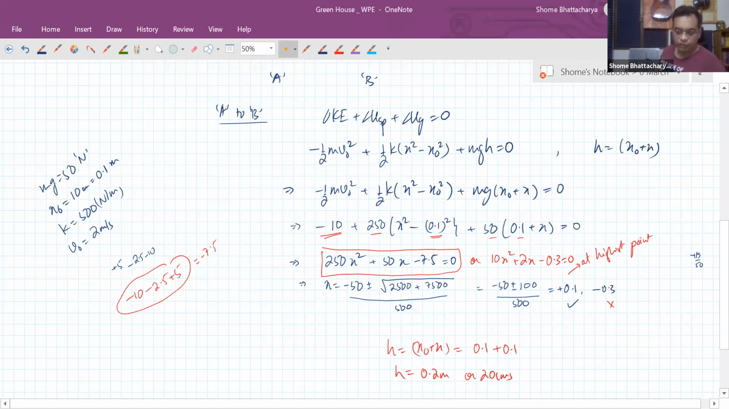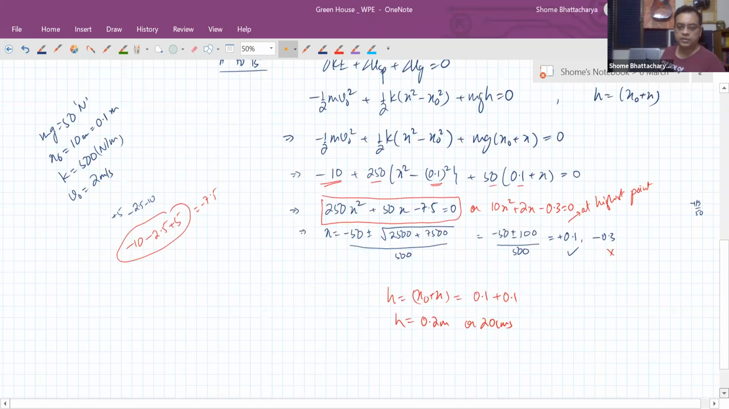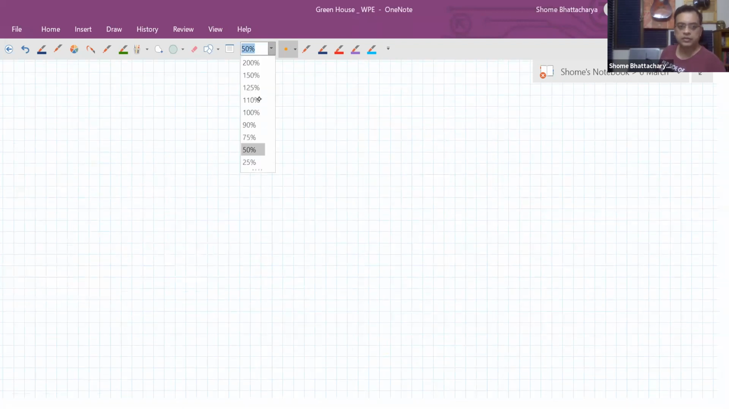Okay, so let's move on to question 43 next. Now 43 is one of the key questions, also a very important question to understand the application of work energy. So let's discuss that.